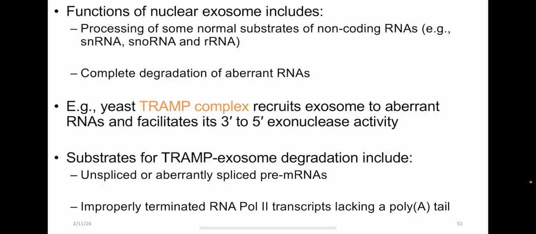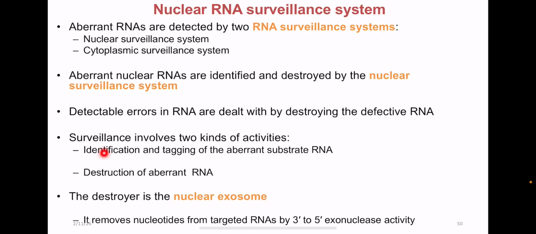So let's talk about the nuclear one over here. Nuclear RNAs, that means RNAs in the nucleus that are aberrant, will be identified and destroyed by the NSS. NSS is the nuclear surveillance system. So how these aberrant RNAs are identified involves identification and tagging. If you're aberrant, you have to be identified first, then they will tag you, right? If you are tagged, that means you are bound to be destroyed.